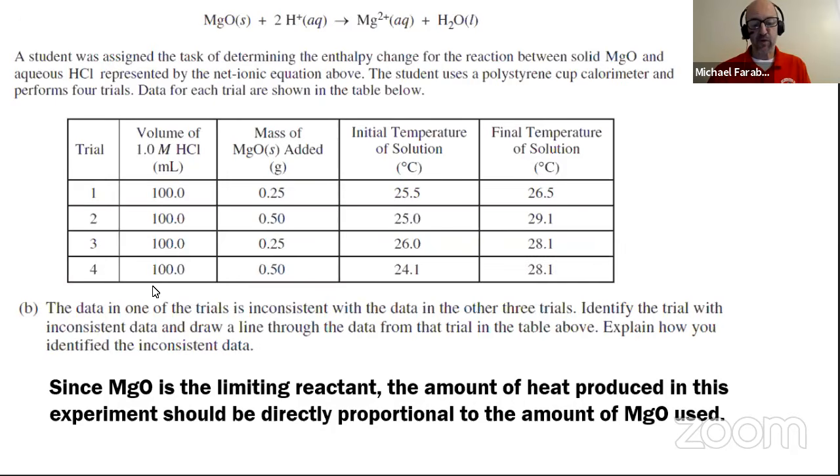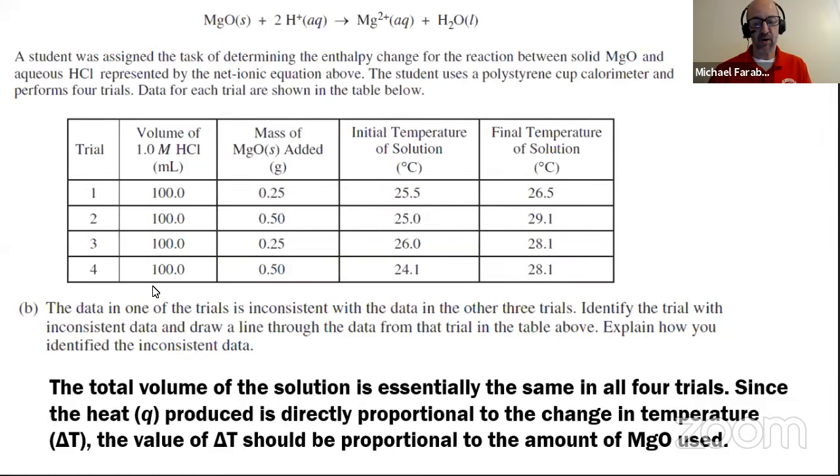So therefore the amount of heat produced in this experiment, because the temperature is increasing in all 4 trials, should be directly proportional to the amount of the limiting reactant, MgO. Since the total volume of the solution is essentially the same, 100 milliliters, with a small amount of solid dissolved in it, delta T is going to be proportional to Q, and therefore the amount of magnesium oxide used. Let's calculate the delta T for all 4 trials.